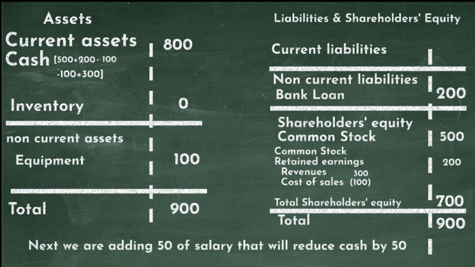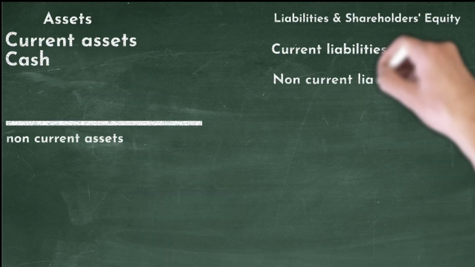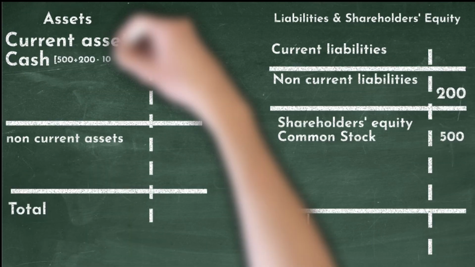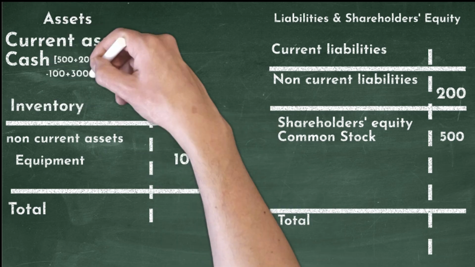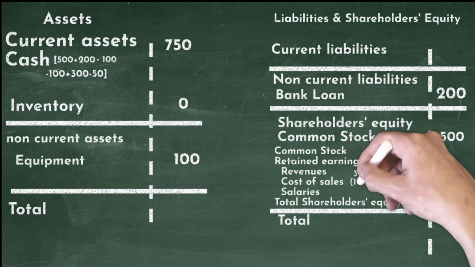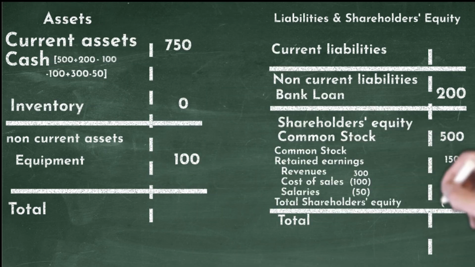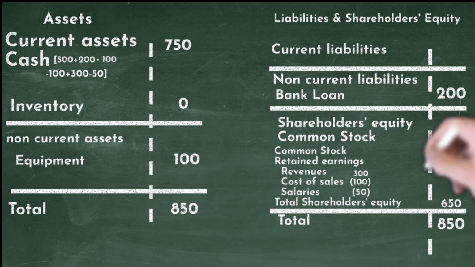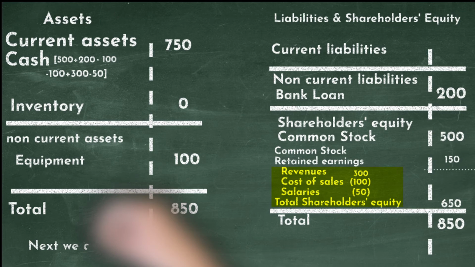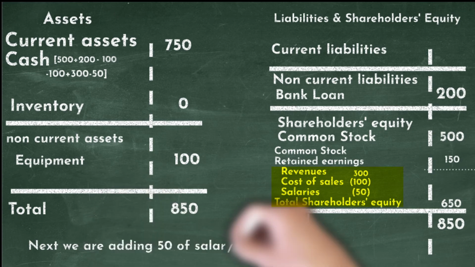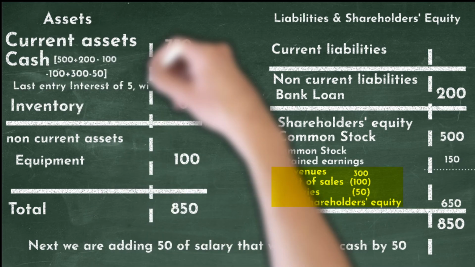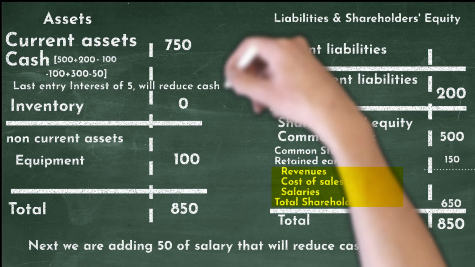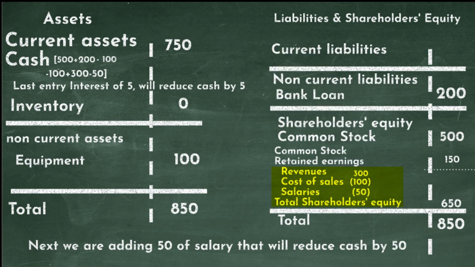But now we're going to add salary, $50. So salary has to come out of the cash. So we had the 800 of cash before. We have to take out 50 for the salary, giving us 750. And now that shows under retained earnings, you see 100 for the cost of sales and 50 for the salaries. And it's in parentheses because you're subtracting it.